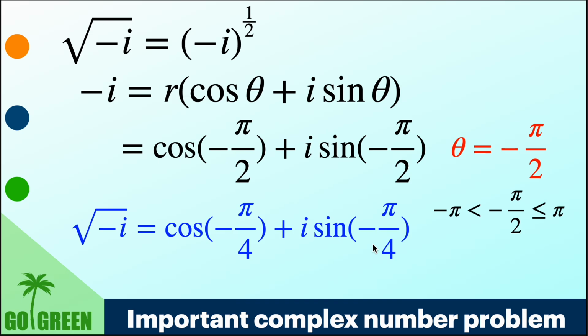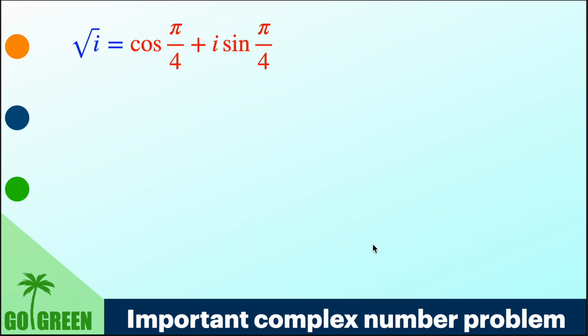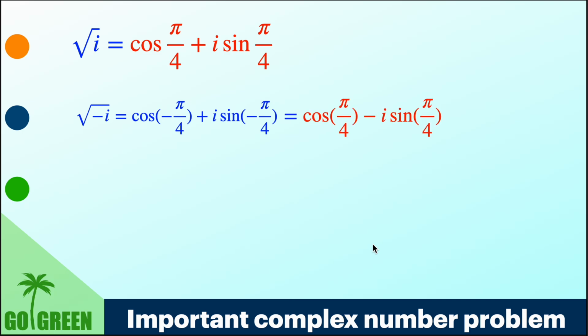Now we need just to add them. Square root of i, we got cos pi by 4 plus i sin pi by 4, remains as is, and then square root of minus i, which is cos minus pi by 4 plus i sin minus pi by 4, can actually be written as cos pi by 4 minus i sin pi by 4. Why? Because cos is an even function, therefore cos of minus theta is cos theta, and sin is an odd function, therefore sin of minus theta is minus sin theta. So cos of minus pi by 4 becomes cos pi by 4 and sin of minus pi by 4 becomes minus sin pi by 4. Therefore we get this value.